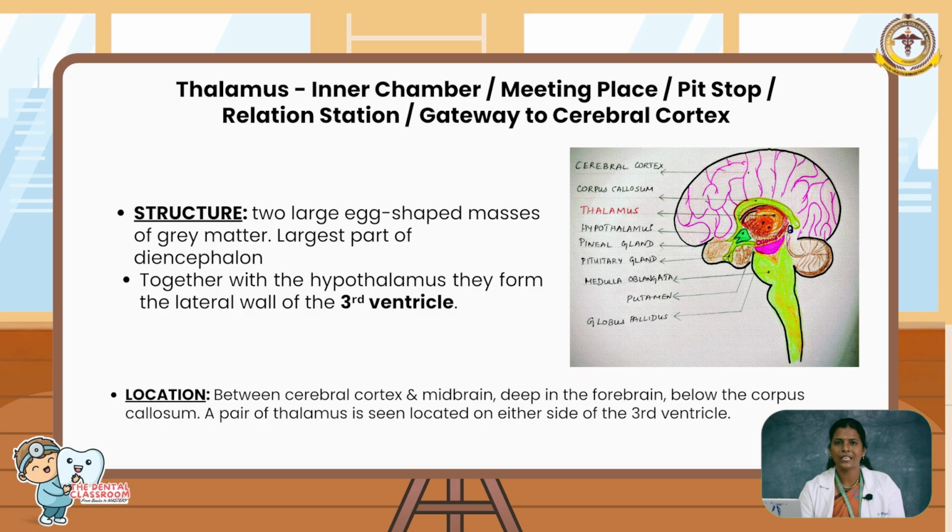So where is it exactly located? It is located between the cerebral cortex and the midbrain, deep inside the forebrain, below the corpus callosum. On either side you will have a pair of thalamus, seen on either side of the third ventricle.